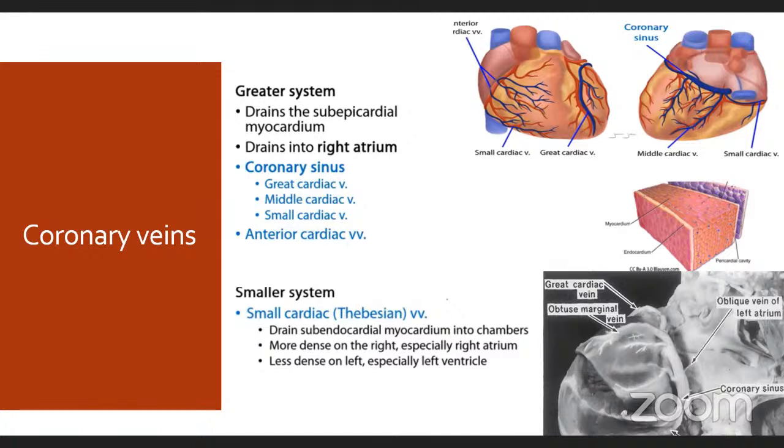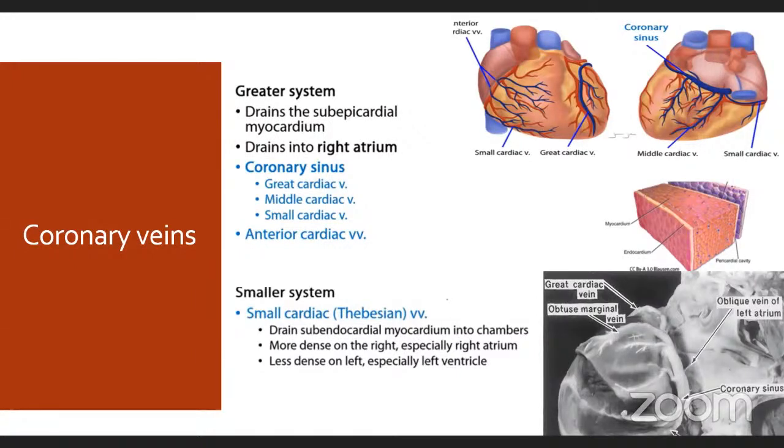The coronary sinus predominantly drains around 85% of coronary venous blood from the left ventricle. It lies within the posterior atrioventricular groove and empties into the right atrium at the lateral border of the triangle of Koch. We have two systems, the great system and the smaller system.